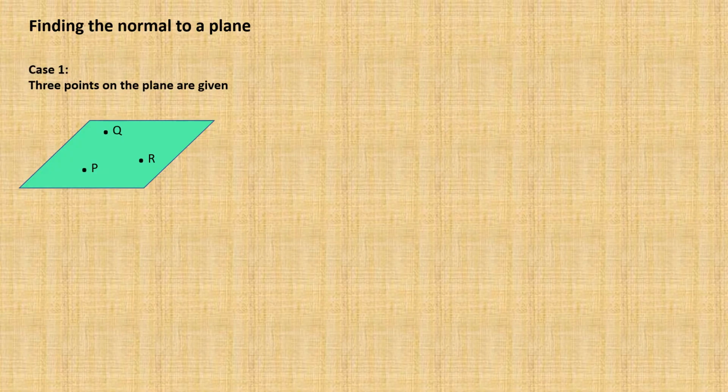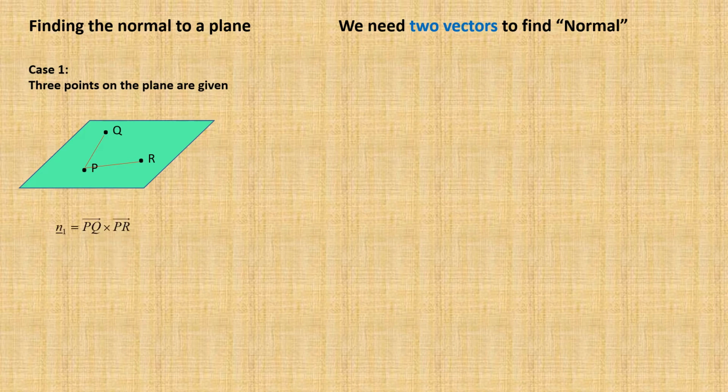Case number 1. Now you have 3 points on the plane, meaning that you know their position vectors. So to find the normal to the plane, you need two vectors. With these 3 points, you can find more than two vectors if you want. So the first one, let's say you want to use the vectors PQ and PR, then it will produce a normal.